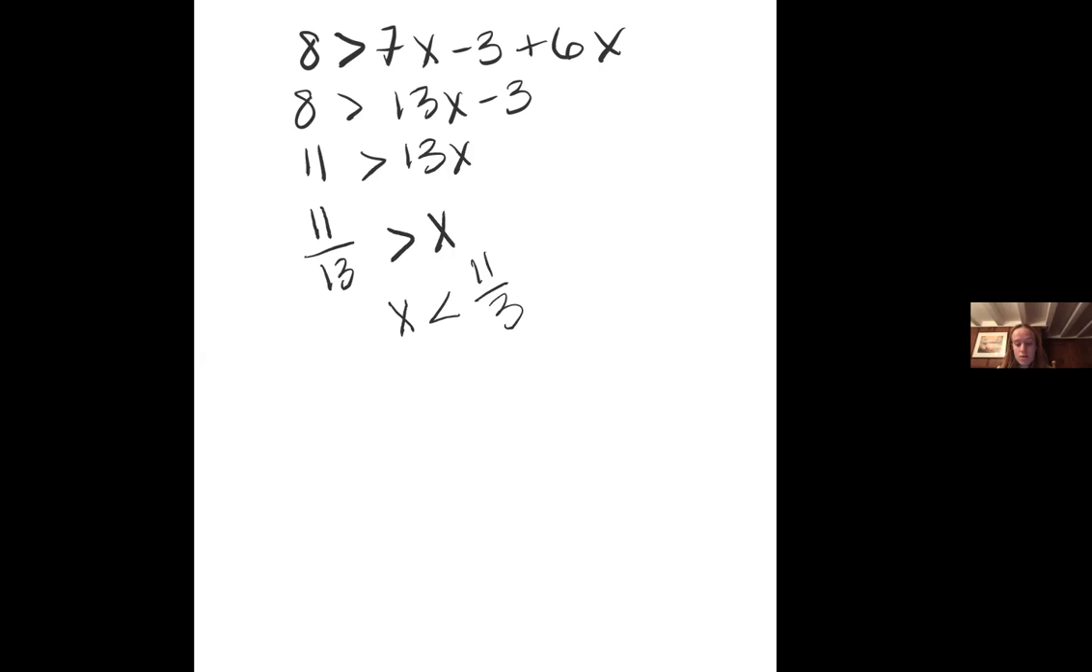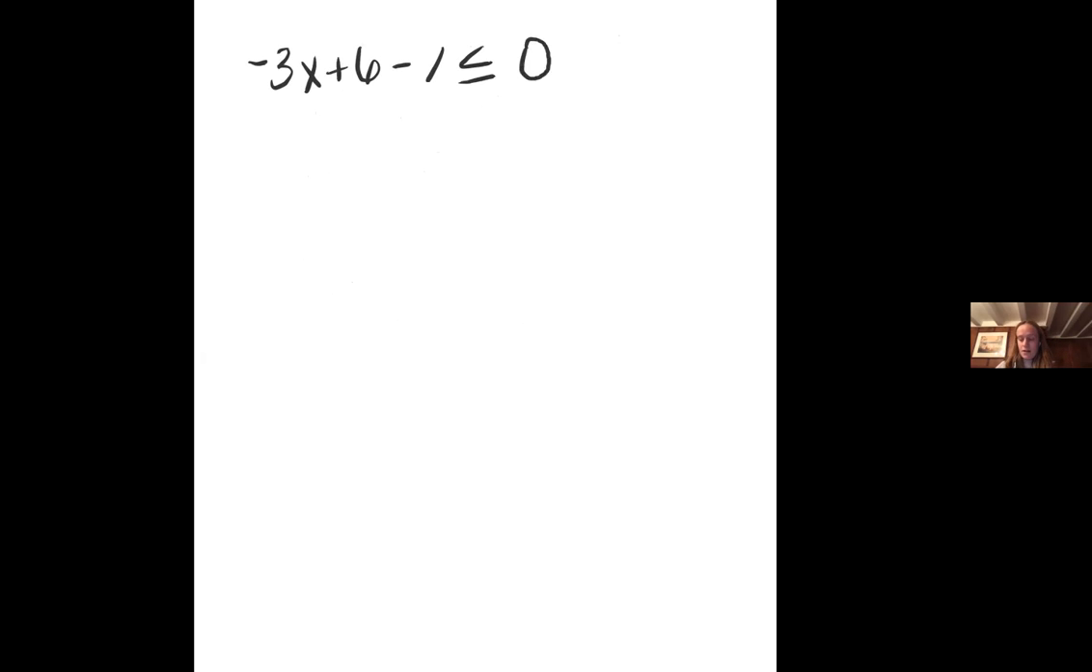And then one last thing to think about when you are working with inequalities is that if you multiply or divide by a negative number, you need to flip the direction of the inequality. So I'll just set up a new whiteboard. So here we have another problem. We have 3x plus 6 minus x is less than or equal to 0.